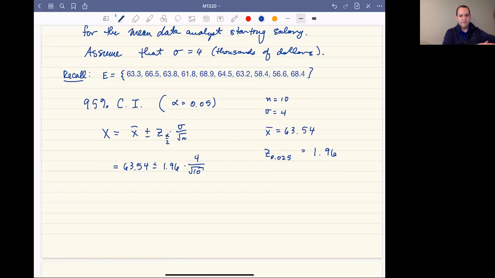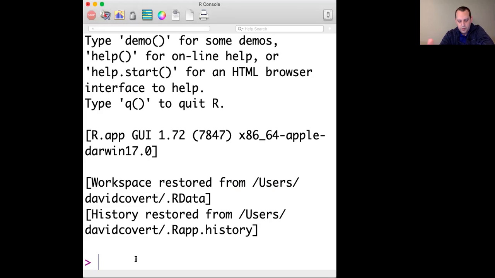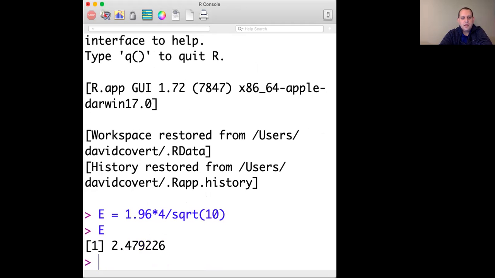I'm in the habit now of just using R as a calculator. Try this on your own; don't trust what I'm going to say. Let me show you how I'm going to do this using R. I'm going to compute that value, 1.96 times 4 divided by square root of 10, and I'll call it E. E stands for our error, and our error happens to be roughly 2.48.